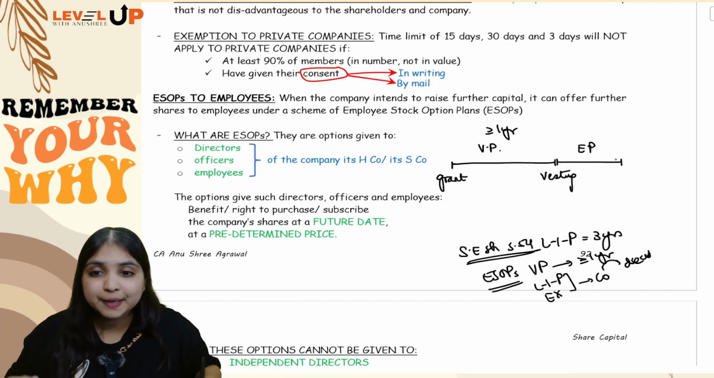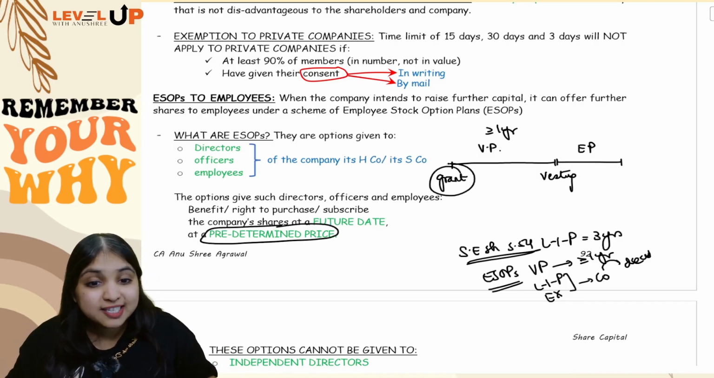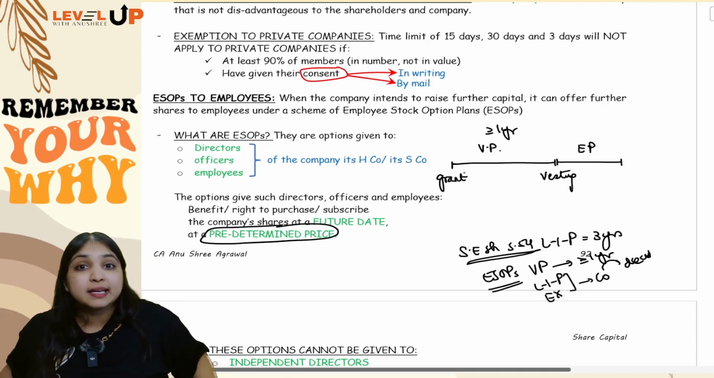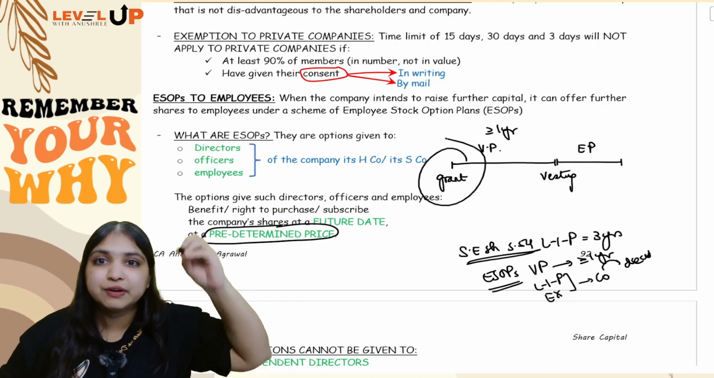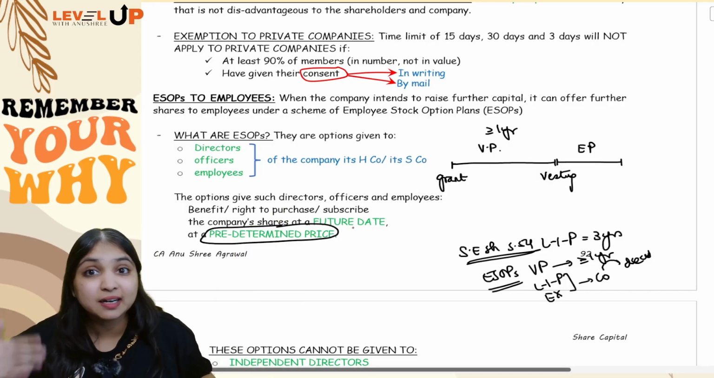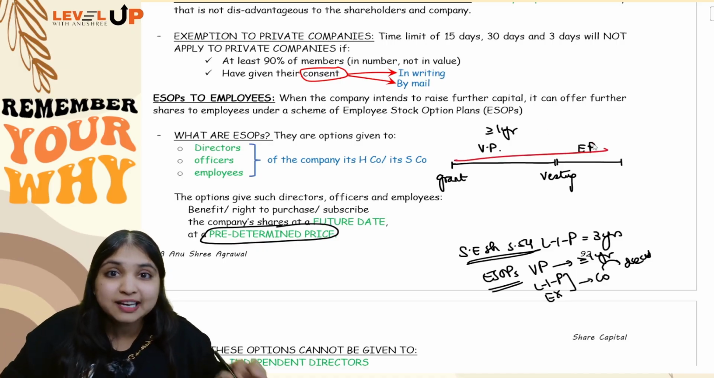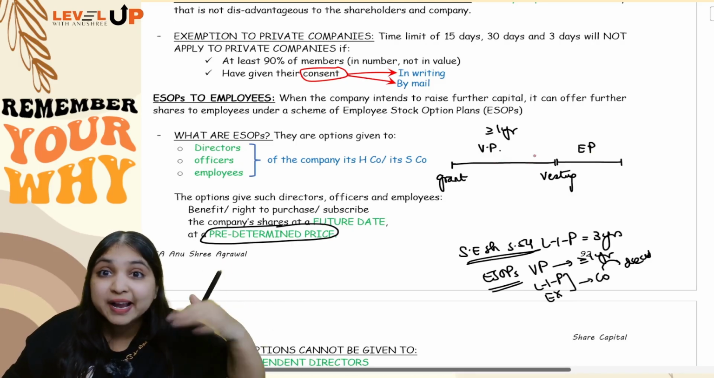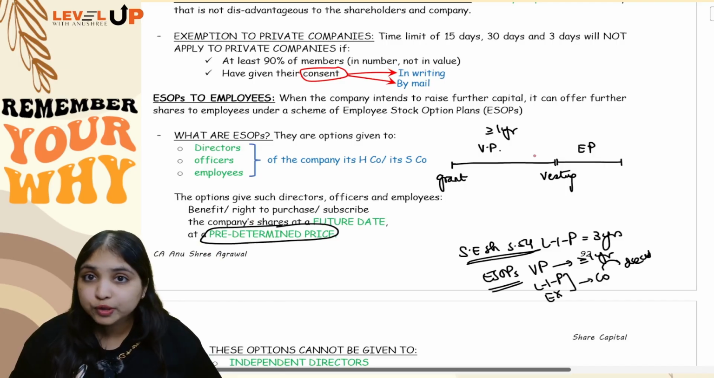Now how much will you pay? What is the exercise price? It's a predetermined price, which means on the date when the company is granting the option to you, at that time itself the company will tell you how much you have to pay in the future whenever you exercise. Today itself we will tell you. That is why it is called a predetermined price. Now you, the employee, have to continue to work for me till you exercise. Only then can you exercise. If you leave in between, if you are fired in between or if you resign in between, then the options will also lapse along with you.